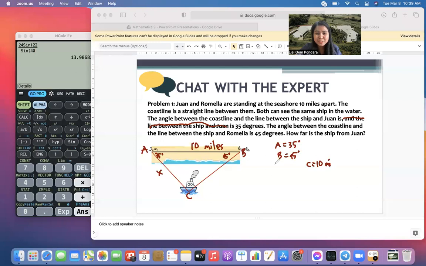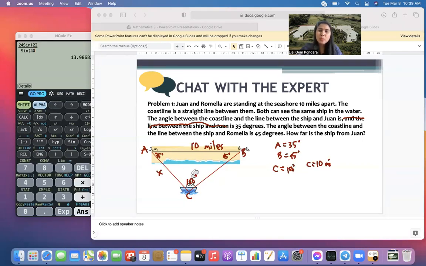And you don't have an angle C. So we need to solve. What is our angle C? Subtract these two from 180. What's the measure of angle C? 100. Very good. So angle C is 100 degrees.